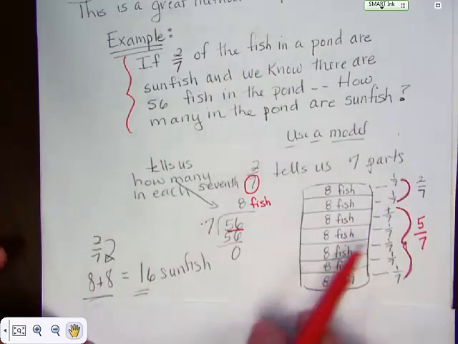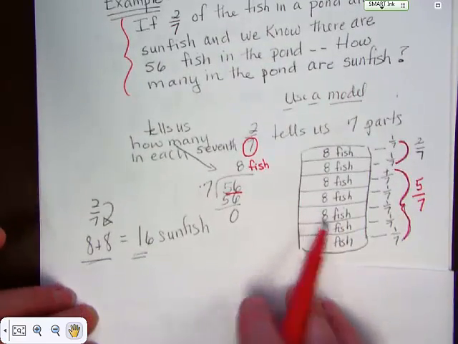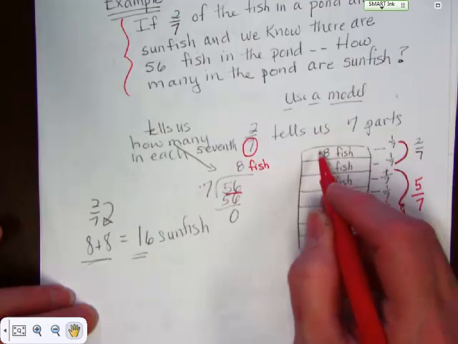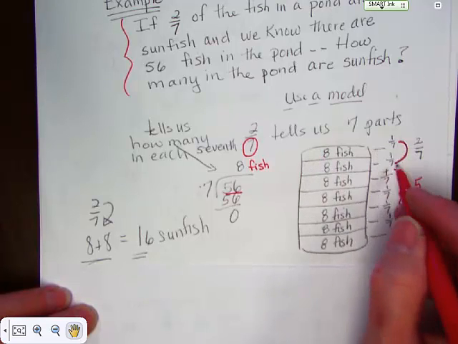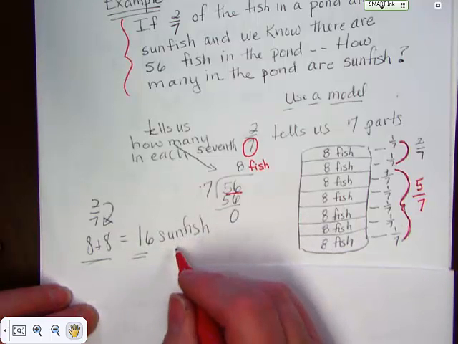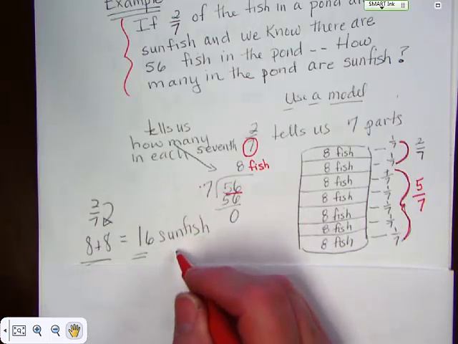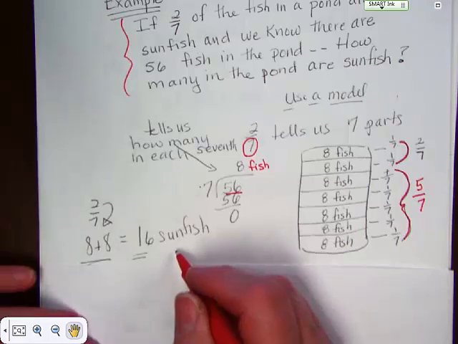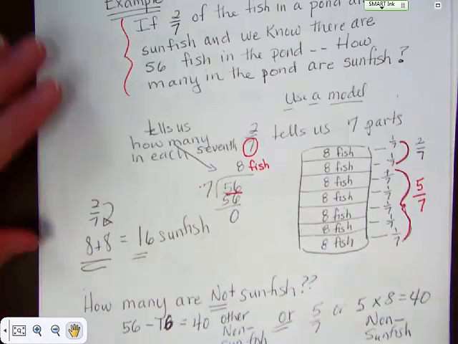So we have our model, we've made our division, so we know. We look here, we have 8 and 8, that's 2/7. 8 plus 8 is 16. So 16 fish are sunfish in the pond. The rest of them are other types of fish.